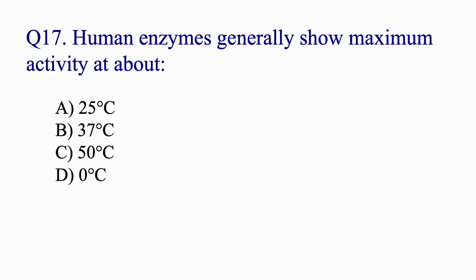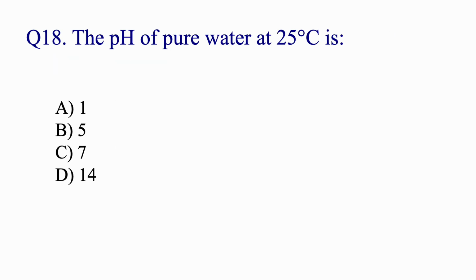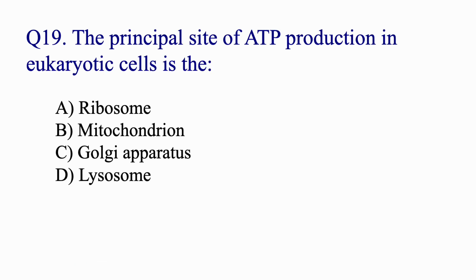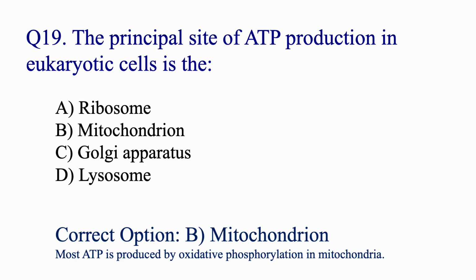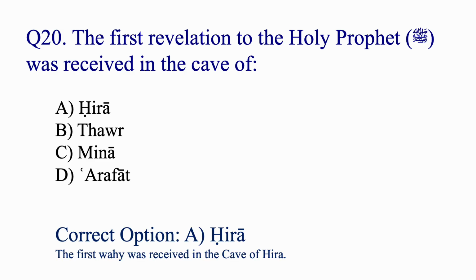Human enzymes generally show maximum activity at about 37 degrees Celsius. The pH of pure water at 25 degrees Celsius is 7. The principal site of ATP production in eukaryotic cells is mitochondria. The first revelation of the Holy Prophet ﷺ was received in the cave of Hira.